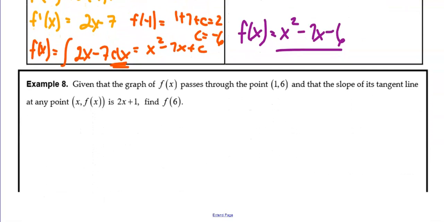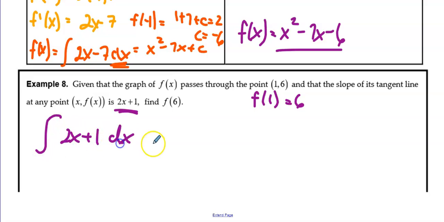For question number 8, it says, given the graph of f of x passes through the point 1, 6, and that the slope of the tangent line is equal to this. So it's telling you it's equal to this. Find f of 6, right? So right now we know that f of 1 is equal to 6. That's the same thing. And we're asked to integrate 2x plus 1 dx, right? That's going to give me what f of x is equal to. So it's just another way of writing the question.